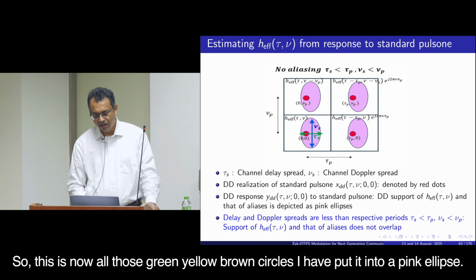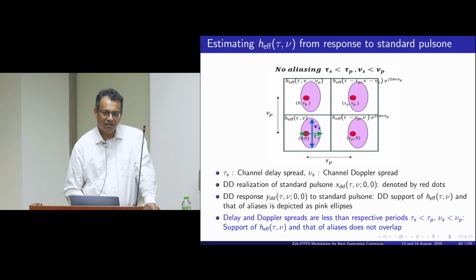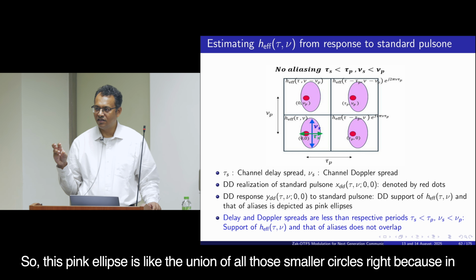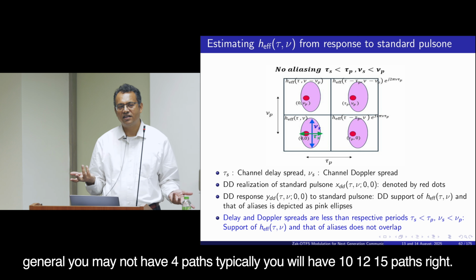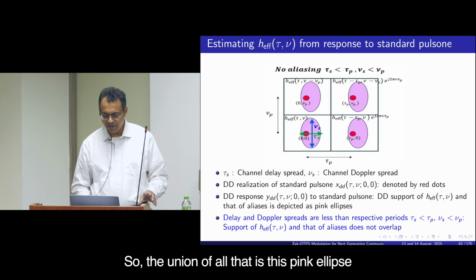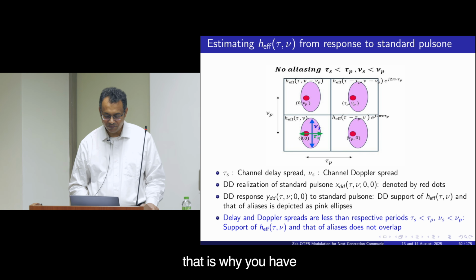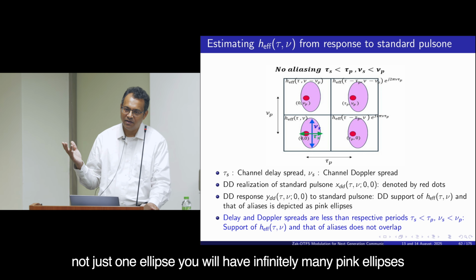So, all those green, yellow, brown circles, I have put into a pink ellipse. This pink ellipse is like the union of all those smaller circles, because in general you may not have 4 paths, typically you will have 10, 12, 15 paths. So the union of all that is this pink ellipse. Of course, you will get quasi periodicity, that is why you have not just one ellipse, you will have infinitely many pink ellipses.